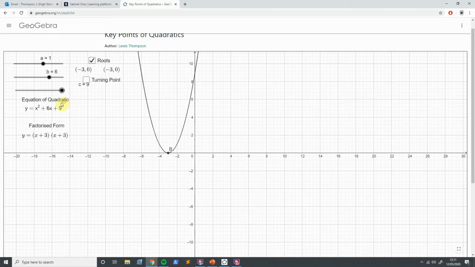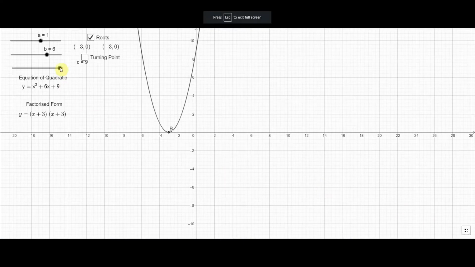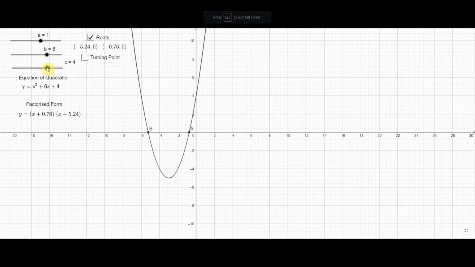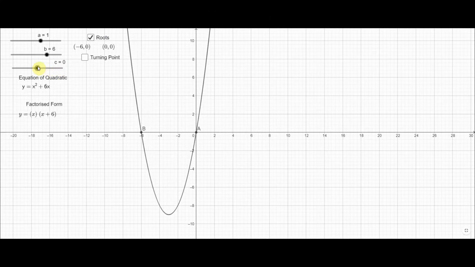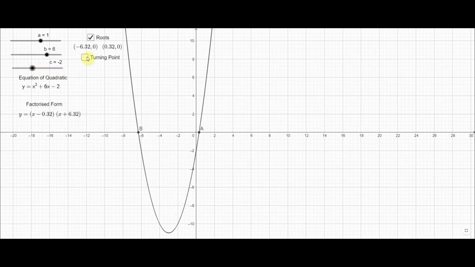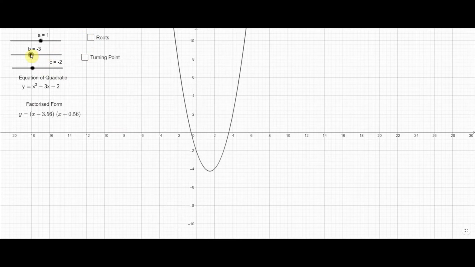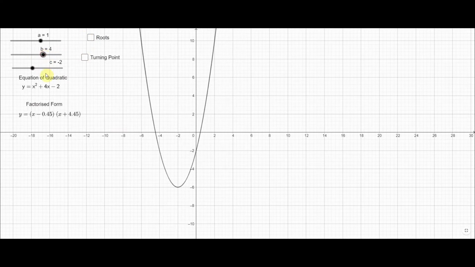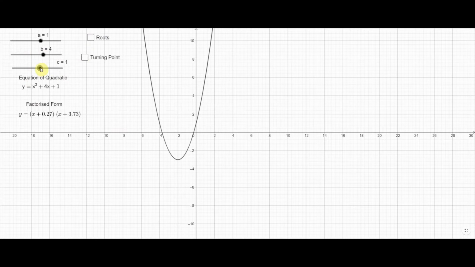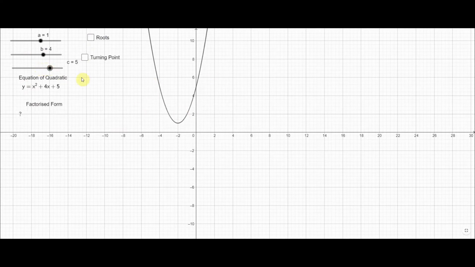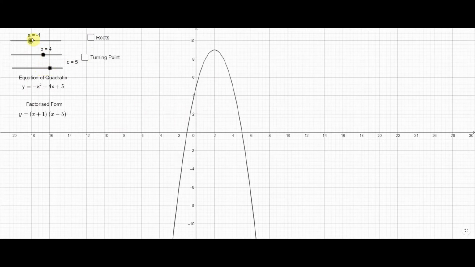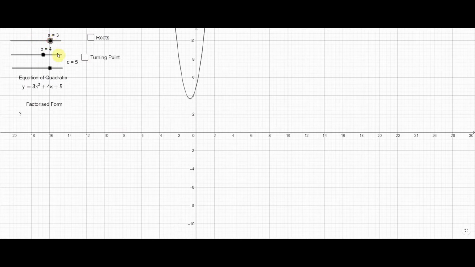So this is exactly the same. I would use this on a laptop, PC, or a tablet. It doesn't work very well on a phone. But you can see the factorized form changes. You can turn this on and off. Have a play around with it. The questions you answer, why don't you try and recreate them in this? It's pretty easy to just slide this about and recreate what the quadratic is, and you can just double check your thoughts on this, or you can just have a play around and try and learn some stuff about quadratics.